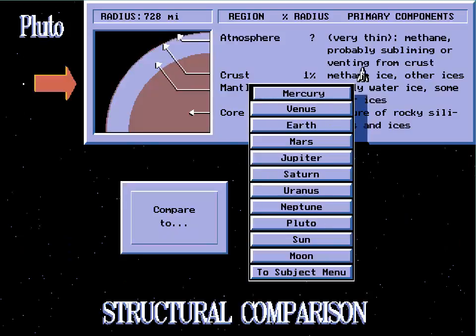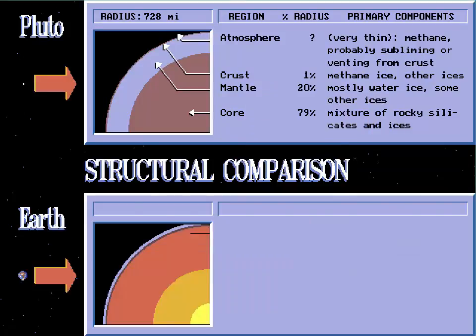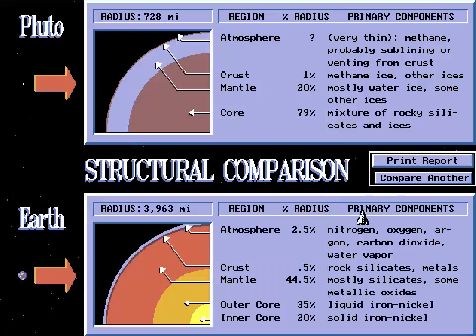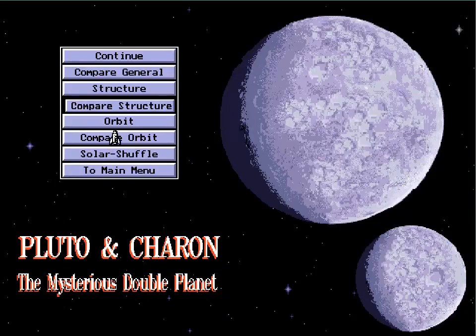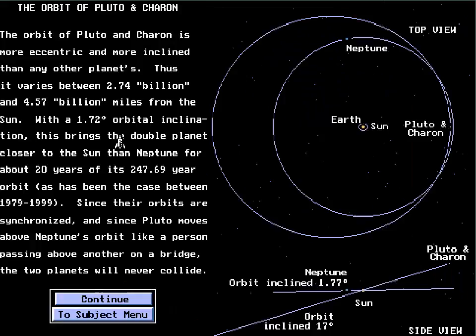And we can compare the structure, just the nice feature of the program. Alright, we can look at the orbit of Pluto.